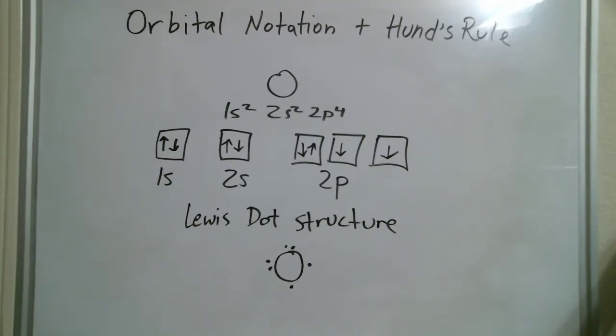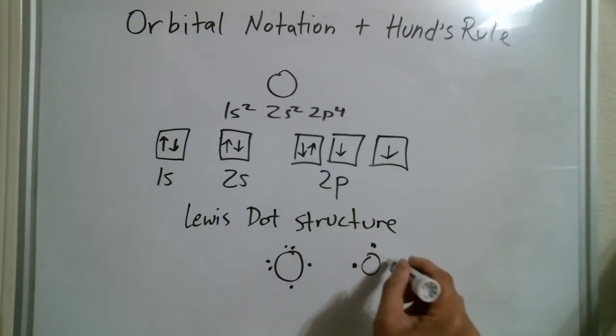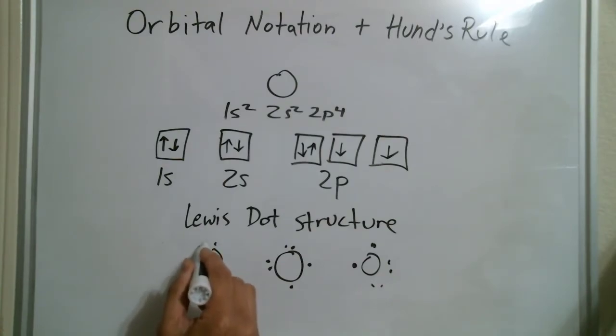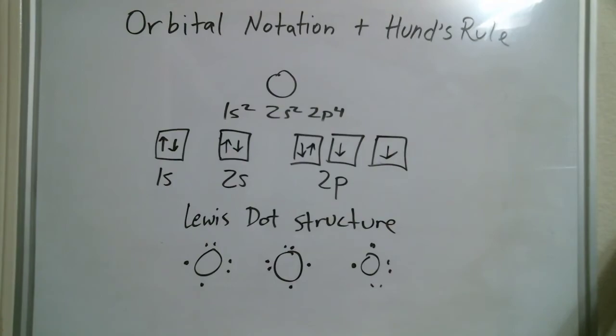But we don't actually have to stay in this structure. We can move the orbitals around, or the electrons. So we can actually write it also like this, or like this. And those are all Lewis dot structures. So now we've learned how to write orbital notation and use Hund's rule and also draw Lewis dot structures.